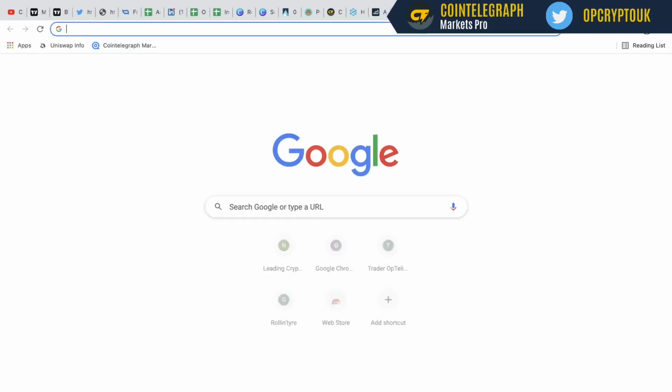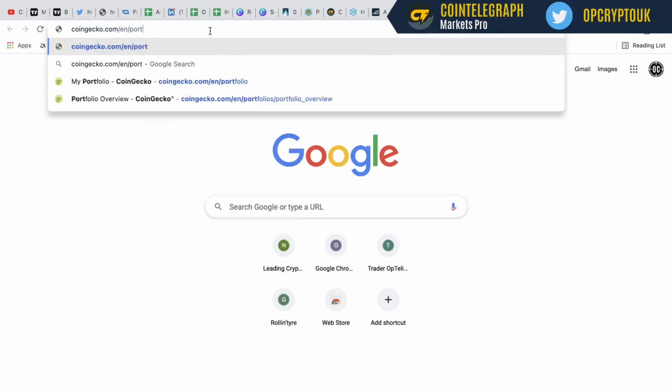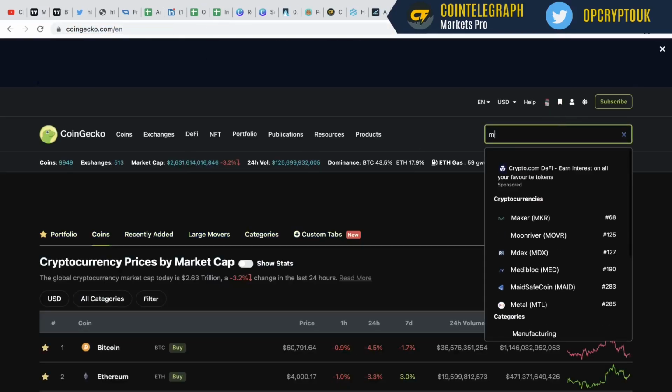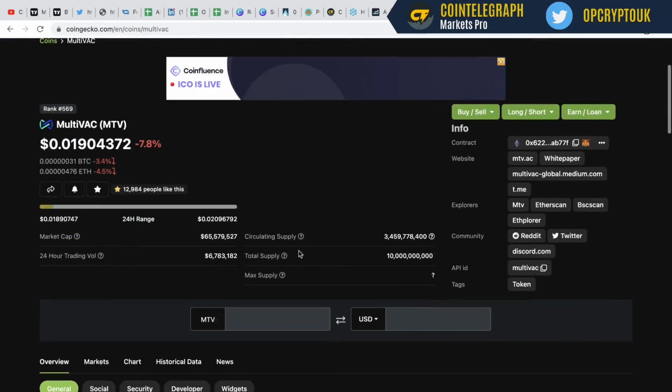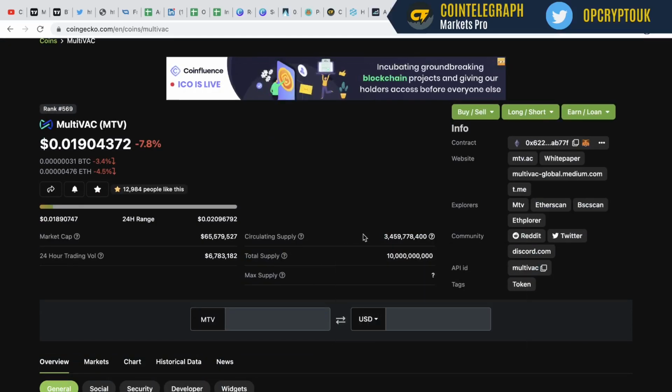If we just take a quick look at the supply itself, not my portfolio, I don't want to shill that to everybody. Look at MTV, rank 596. Look at that circulating supply, 3.4 billion. Pretty much most of that is locked up in staking. So that's another bullish sign that people are locked in. The price is just going to continue to rise and rise and rise.